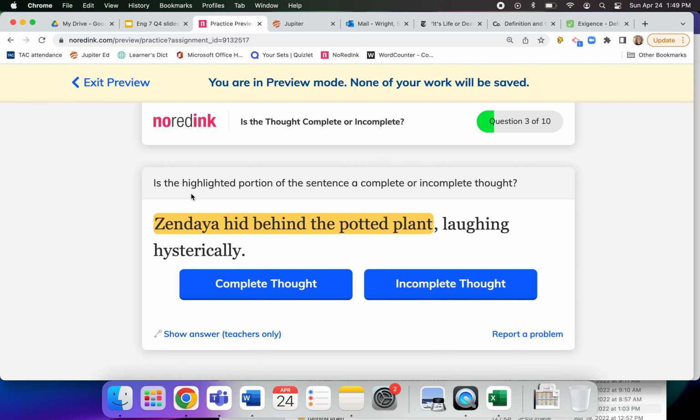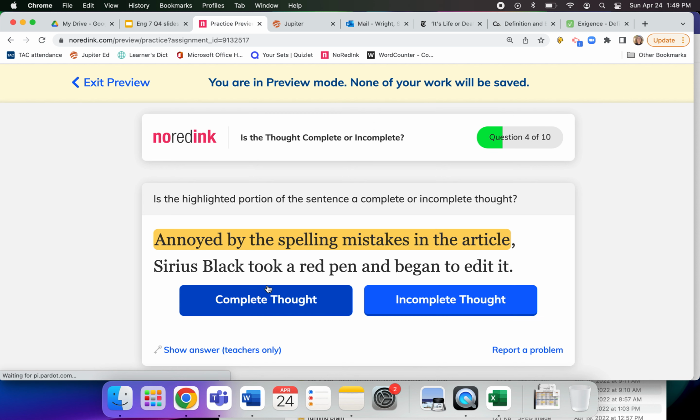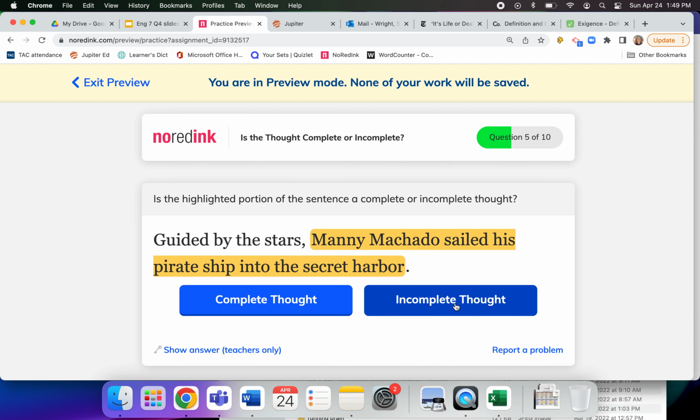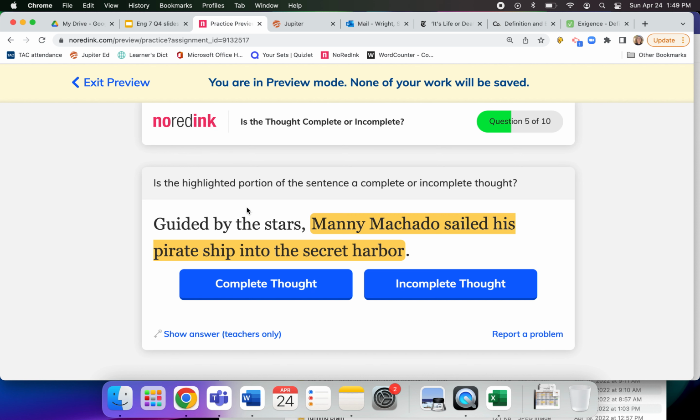All right. Is the highlighted portion "Zendaya hid behind the potted plant, laughing hysterically"? Yeah, because we've got a subject, a verb, and then we've got an object or information about what's going on in this. Complete thought. "Annoyed by the spelling mistakes in the article," this is an incomplete thought because there's no subject. You have to wait for the whole second section to know really what's going on. Okay, so that's a little bit of this one.